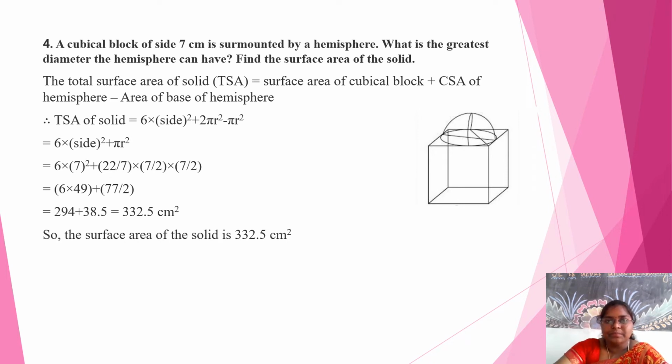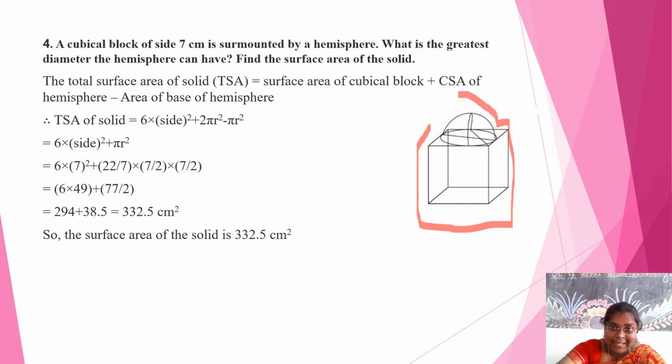So here the total surface area is the surface area of the cuboid block. What is your cuboid block? This particular thing. So this cuboid plus this hemisphere, right? But here there is no need to involve the base of the hemisphere.